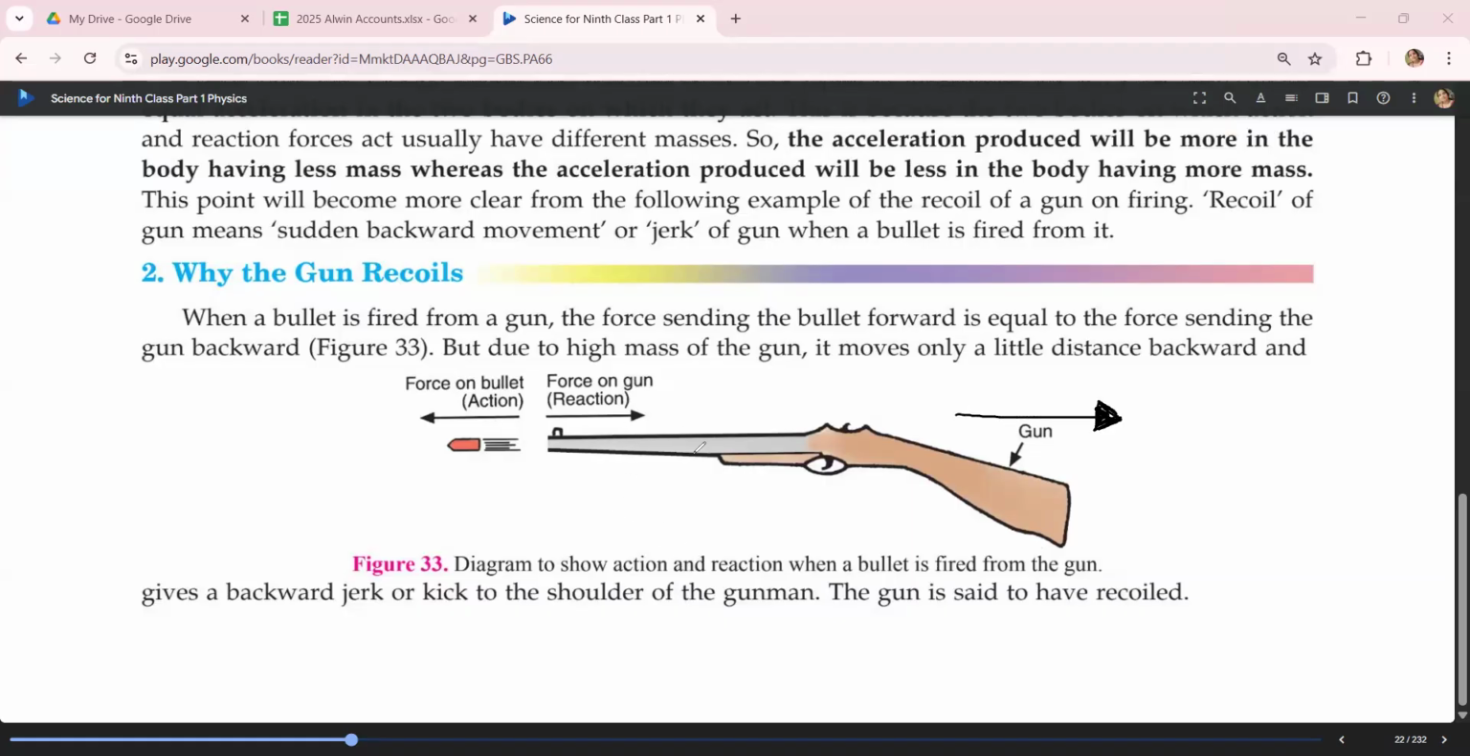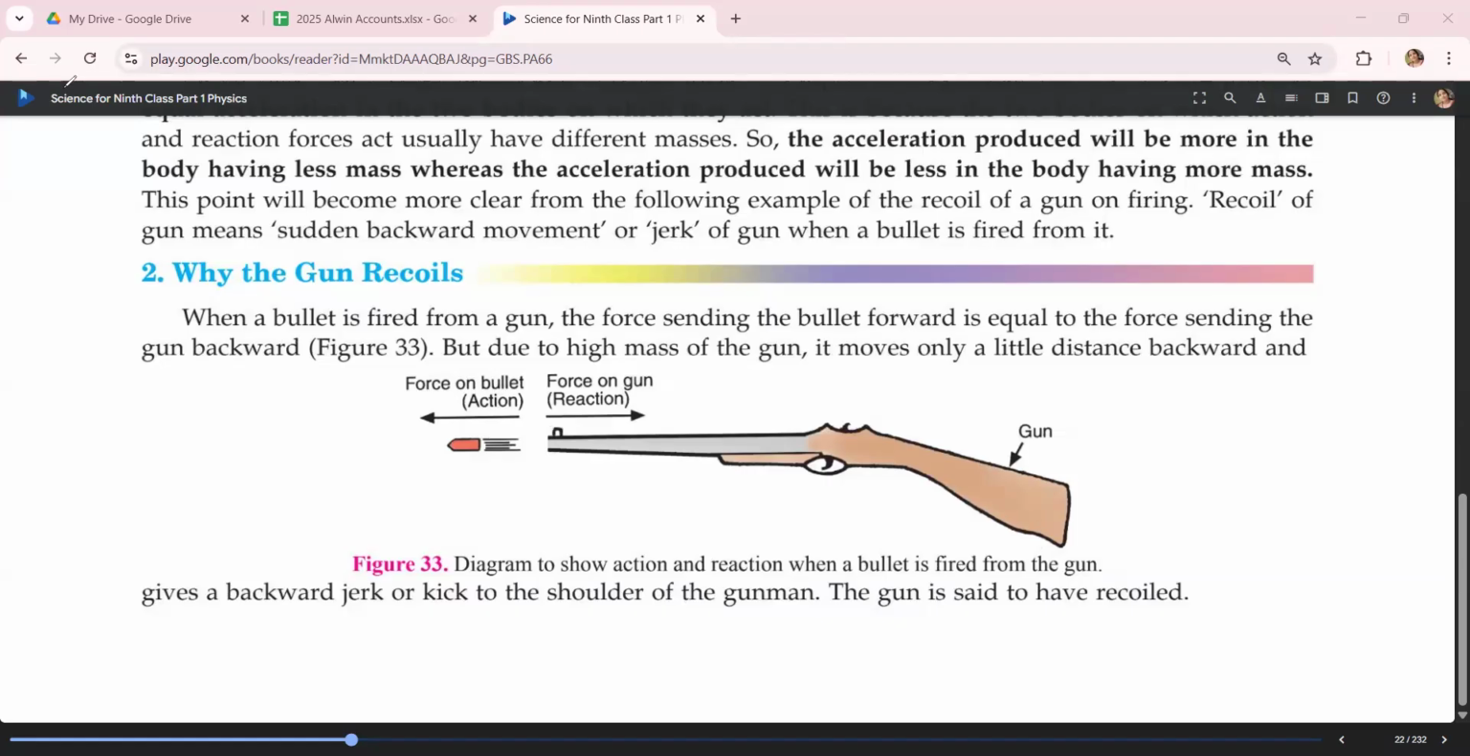This is because while you're shooting, there is a mechanism inside which is pushing the bullet outwards. That is your action. To show its reaction, the bullet, while leaving the nozzle of this rifle, will push it backwards, because of which the jerk is felt on your shoulder. Understood everyone or not? Clear?